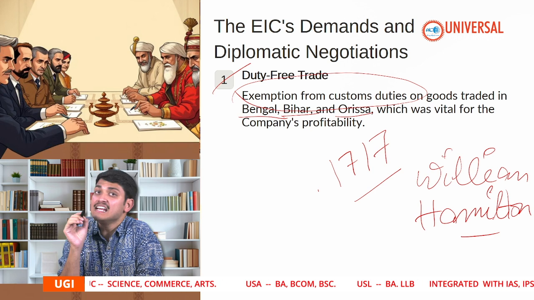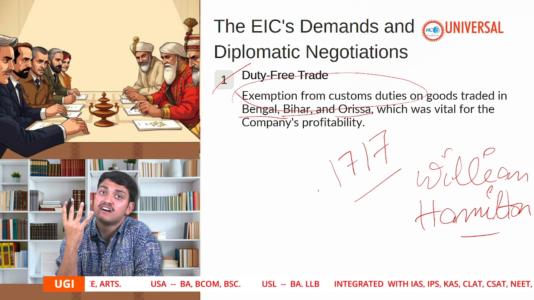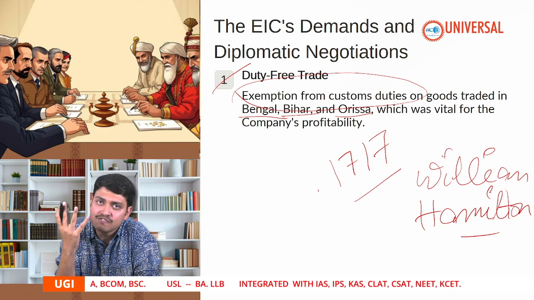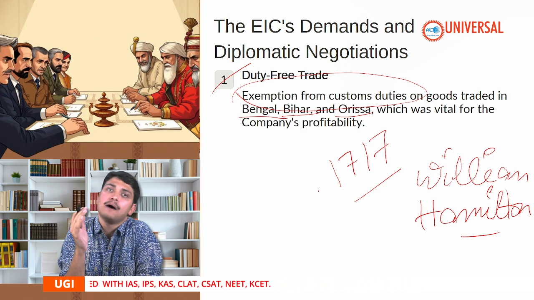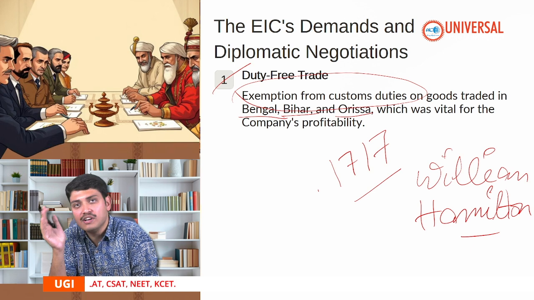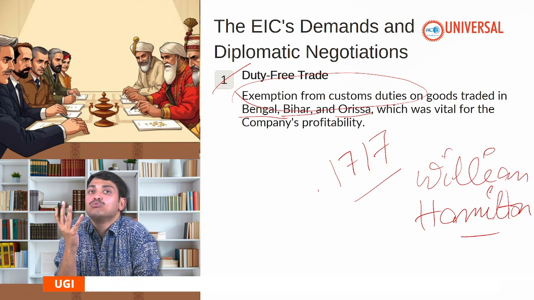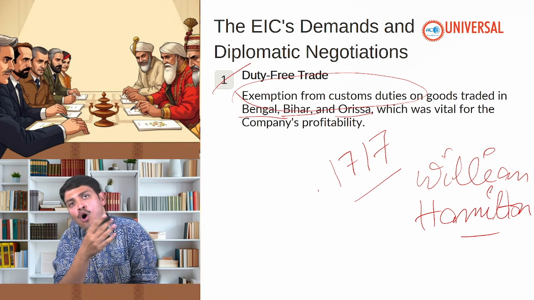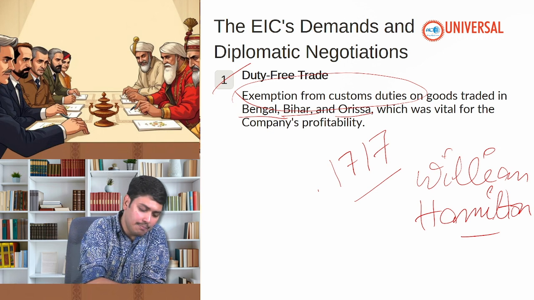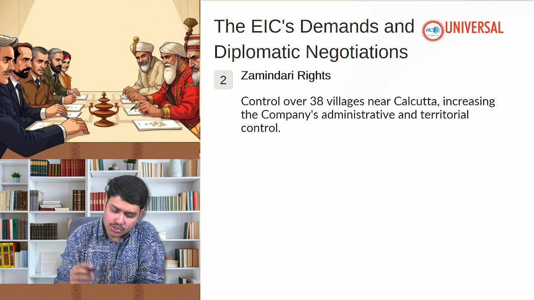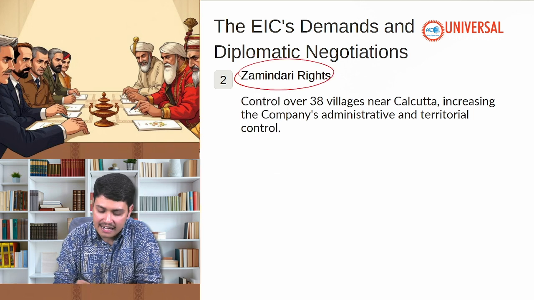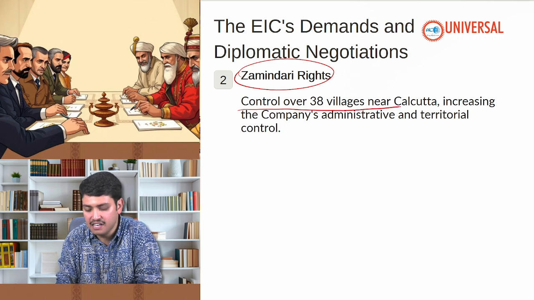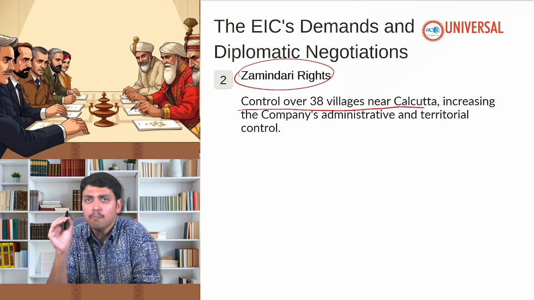Why? Because they knew that the most fertile and the most resourceful areas of South Asia and India were Bengal, Bihar, and Orissa, where they could get a good amount of raw material and all the natural benefits. Now, coming to the next point, they also demanded zamindari rights and control over 38 villages near Calcutta in Bengal.